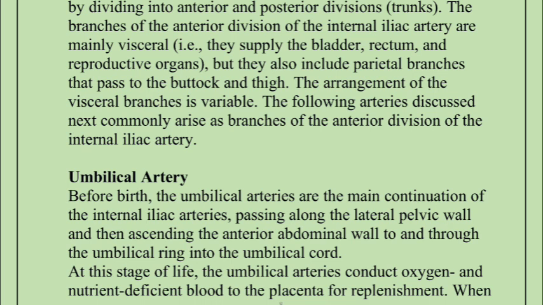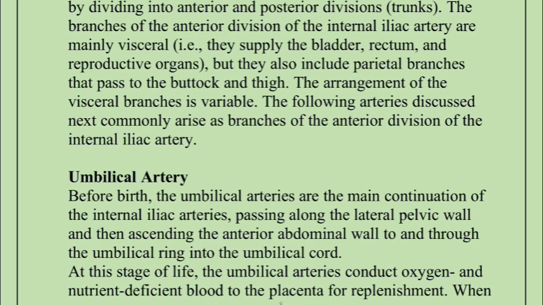You have some arteries that commonly arise as branches of the anterior division of the internal iliac artery. These branches include the following arteries that I'm going to talk about. You have the umbilical artery.